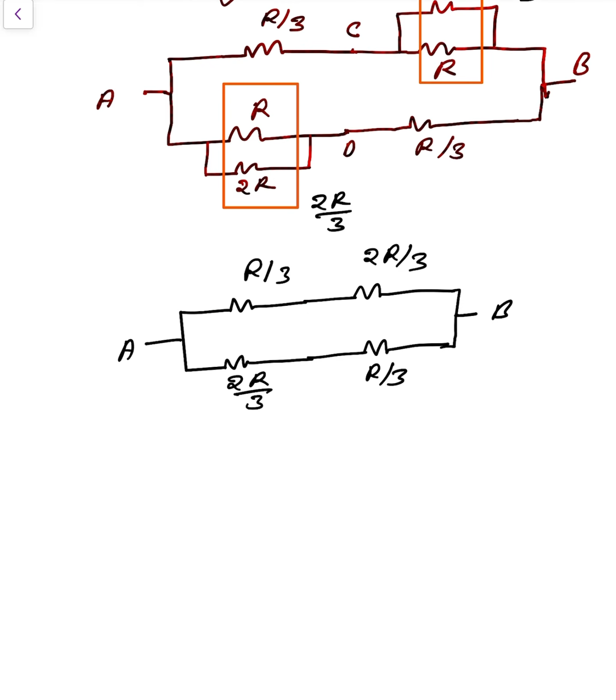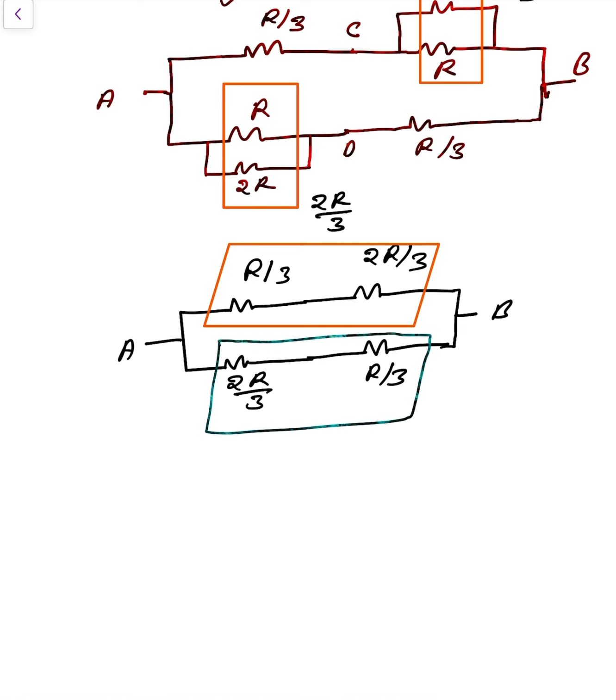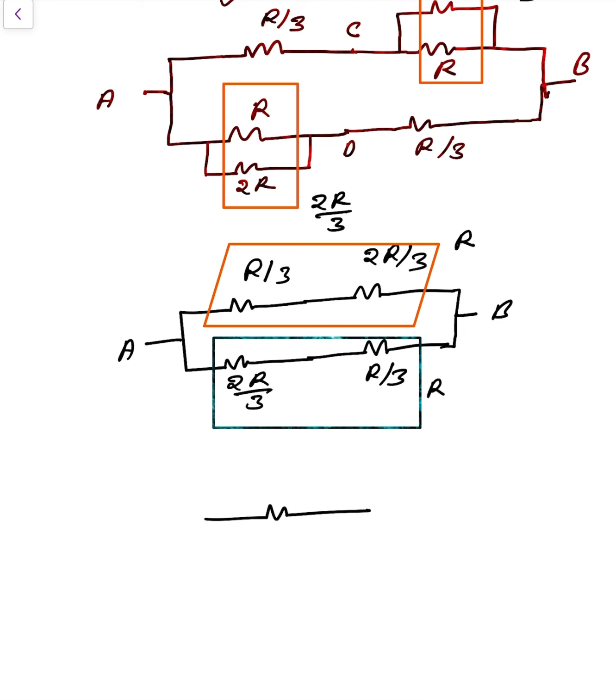Now if you see very carefully, these two are in series, and these two are also in series. The combination of these two is R by 3 plus 2R by 3, that is R, and this combination is also R. So if you redraw again, that is R, and this one is also R, and that is A, and that is B.